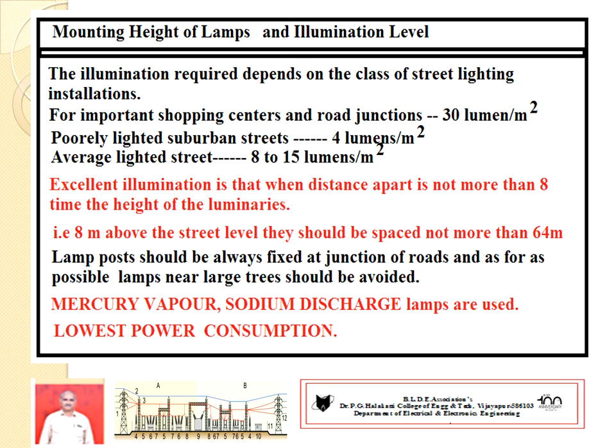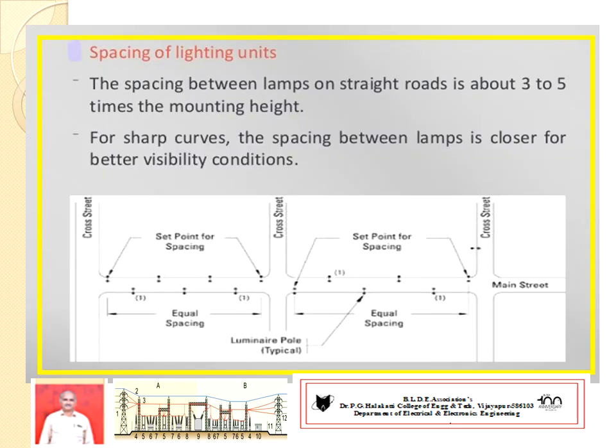Lamp posts should always be fixed at the junction of roads, as far as possible, to give better illumination at the junctions. One point should also be remembered: where large trees are available, lamp placing should be avoided. In general, mercury vapor and sodium discharge lamps are applicable for this lighting scheme, because these lamps consume low power.